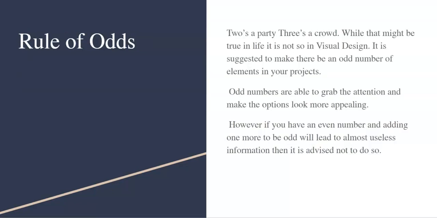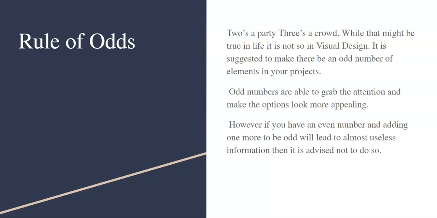Next is the rule of odds. The rule of odds holds that if you are dealing with a number of elements, whether or not they are 2 or 4 or 6, if they're even numbers, they tend to be less appealing to the eyes as opposed to odd numbers. This is most clearly used with the number 2 as opposed to any others.